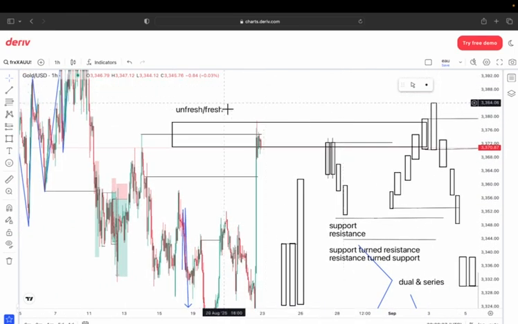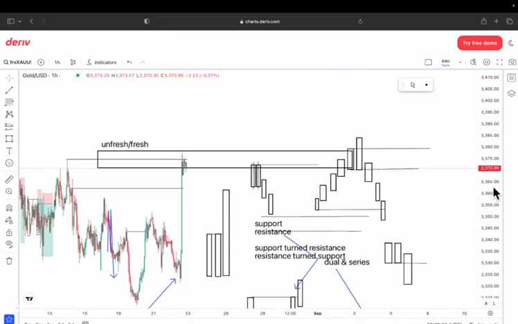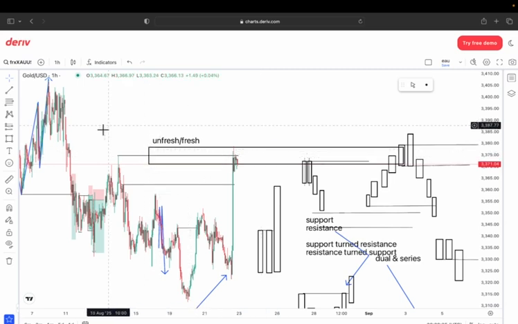The next class we'll talk about it briefly again to wrap it up there. We'll talk about mitigation, block entry, and the rest of it.